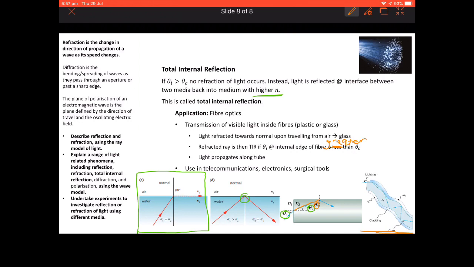This is used in telecommunications. It's what the NBN uses. It's used in electronics. It's also used in surgical tools. For example, in keyhole surgery and endoscopy.